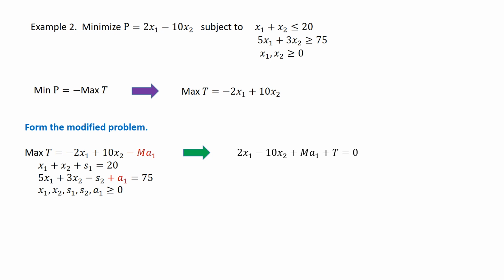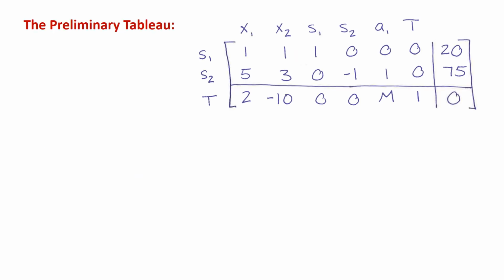So now let's form the preliminary tableau. My column labels are x1, x2, s1, s2, a1, t, and then I have my constant column since this is an augmented matrix. Row 1's values are 1, 1, 1, 0, 0, 0, 20. Row 2's values are 5, 3, 0, negative 1, 1, 0, 75. And row 3's values are 2, negative 10, 0, 0, m, 1, 0.